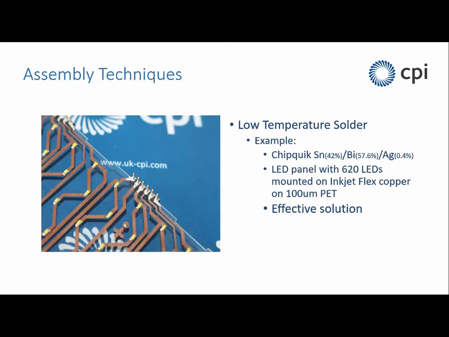As I say, a large area of LEDs, in total like 5,500 on a number of panels, 620 LEDs on this single panel. And we used a solder that is a tin bismuth combination. That's a common way of producing a low temperature solder. It has some silver built into it because that can then help if you're attaching onto a silver circuit. Stops the leaching of the silver out of the inks.